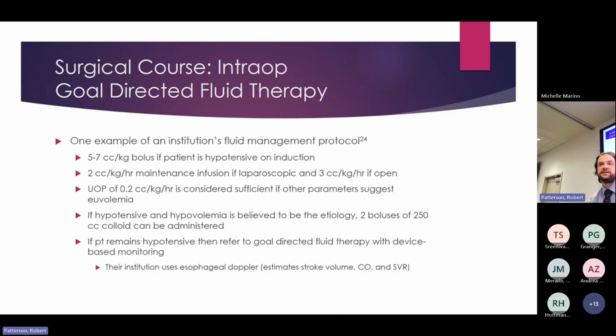One specific standardized method that I saw for an institution was a 5 cc per kilogram bolus if the patient is hypotensive on induction, 2 cc per kilogram per hour maintenance if laparoscopic, and then 3 if open. And then they said a urine output of 0.2 cc per kilogram per hour is sufficient if other parameters suggest euvolemia. If you believe hypovolemia is the etiology of hypotension, you can consider 250 cc colloid boluses. And if the patient remains hypotensive after that, then you need to reassess via other parameters of goal-directed fluid therapy, which this institution used esophageal Doppler to assess for the stroke volume variation and stroke volume.